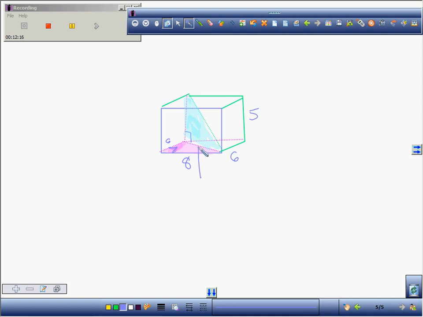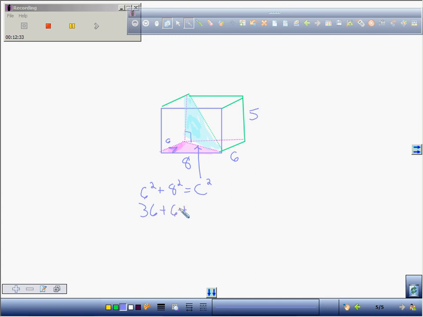So what I have to do is apply the Pythagorean theorem twice, okay? So I would go 6 squared plus 8 squared equals c squared, right? So 36 plus 64 equals c squared. So 100 equals c squared. So c equals 10.